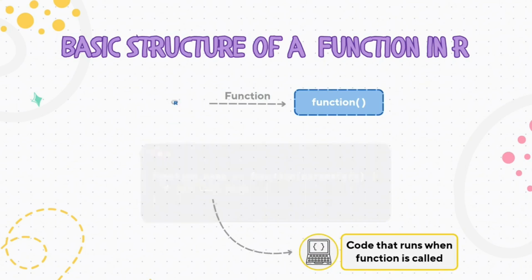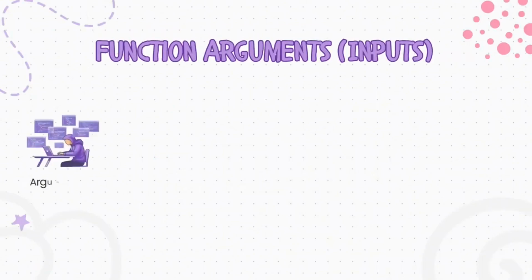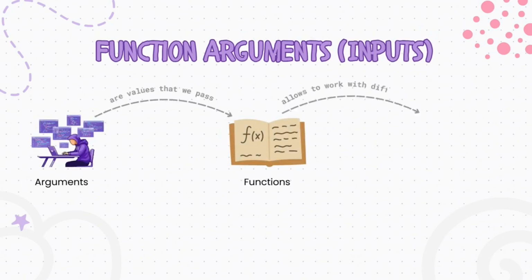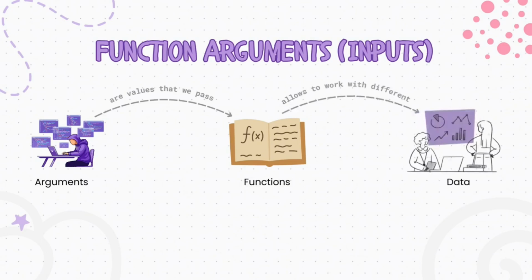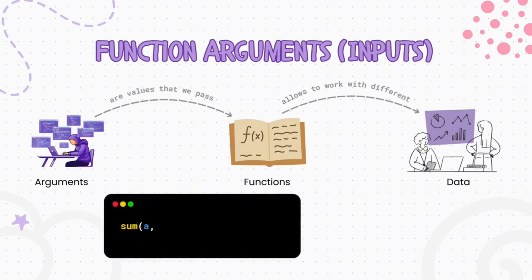Now let's talk about function arguments. That is the values that you pass when calling a function. As I just stated, arguments are the values that we pass into a function when we call them. Arguments allow us to work with different data. Don't get confused. When we define a function, the inputs that we write inside of the function brackets are called parameters, as we just discussed. But when we call or use the function, the actual values that we pass into it are called arguments.